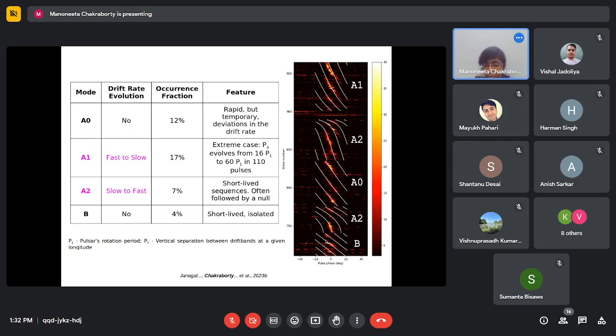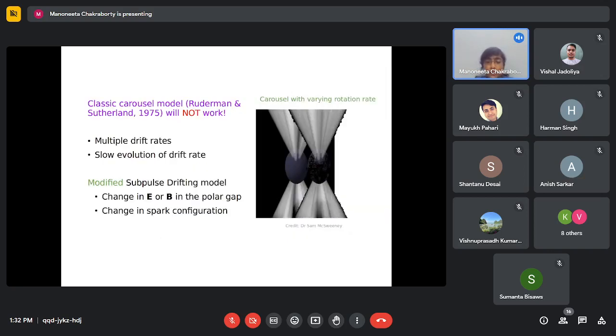Sometimes it's drifting with a fixed rate, sometimes with another fixed rate, sometimes moving from slower to faster, and sometimes from faster to slower. So how can we explain that? Sorry, just a second, there's some problem with the GIF. But basically, the model that can be used to explain this behavior is that the simple carousel with the sub beams that I explained to you is not enough.